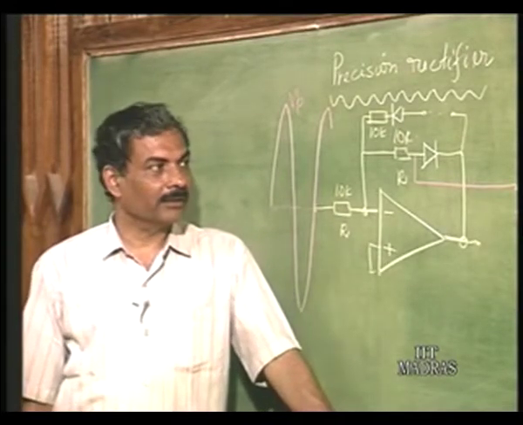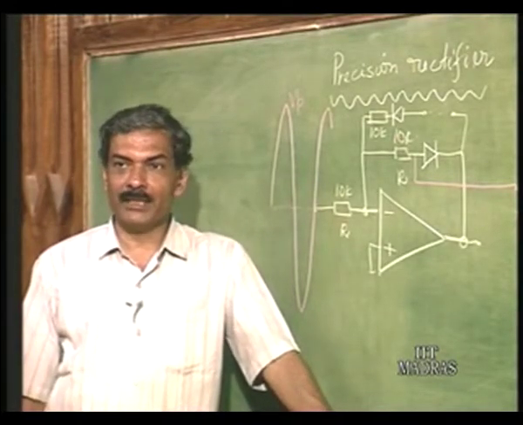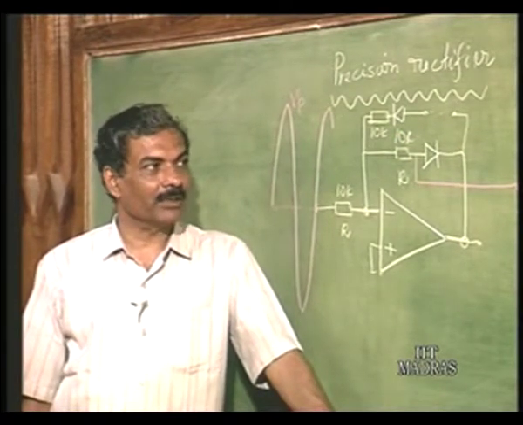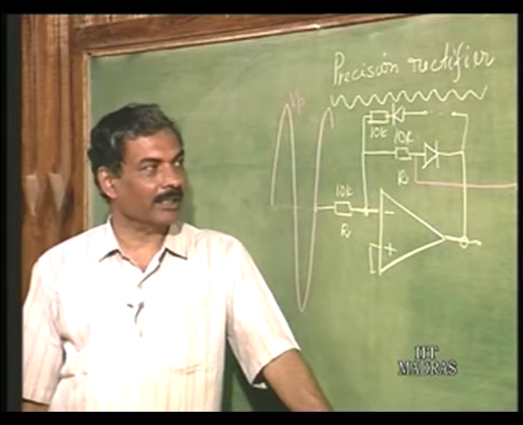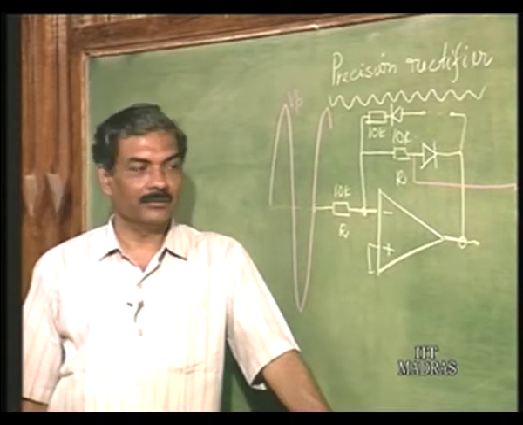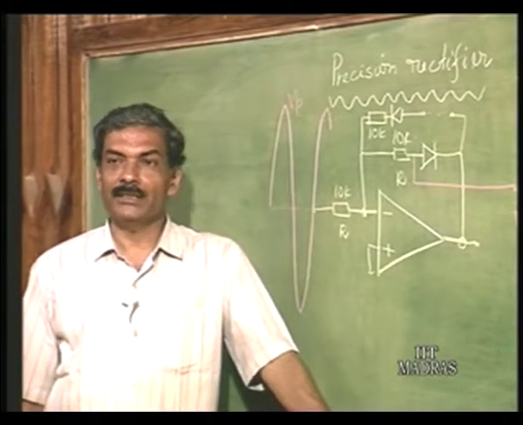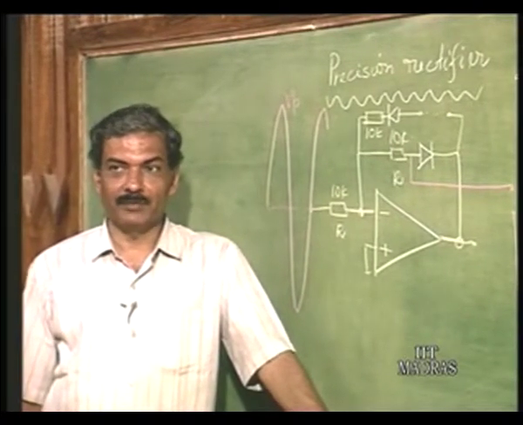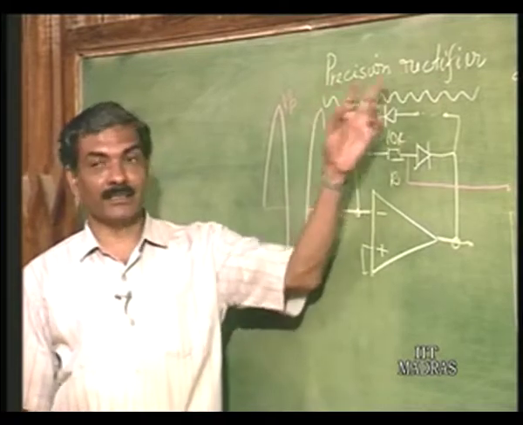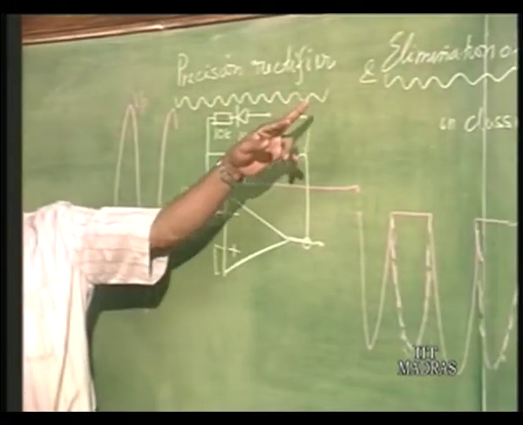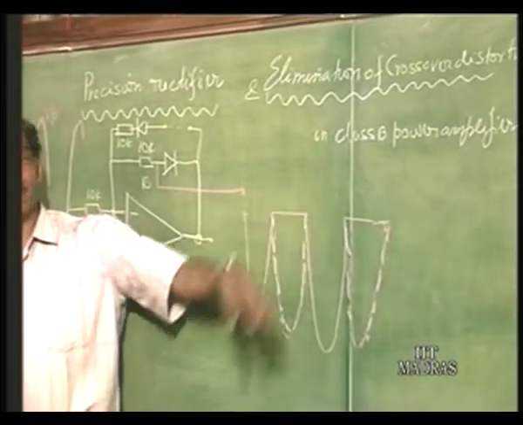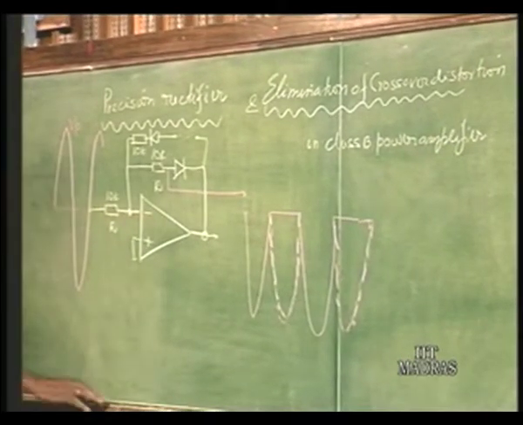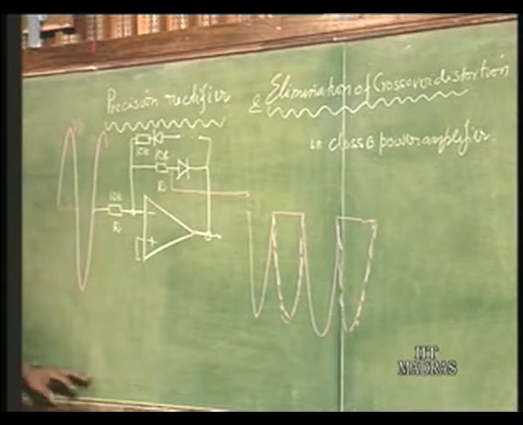On demonstration of negative feedback and positive feedback, we have clearly brought out the effect of this on filters, oscillators, etc. Now, we will see how a certain amount of nonlinearity can be got rid of by using negative feedback. This is the precision rectifier, its application, and elimination of crossover distortion in class B power amplifiers. This can be done with the help of negative feedback. How do we do that? Let us see here.